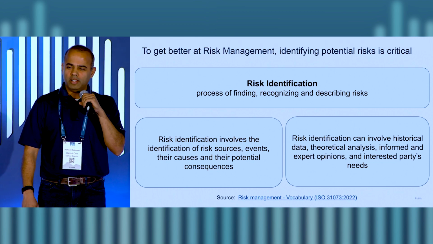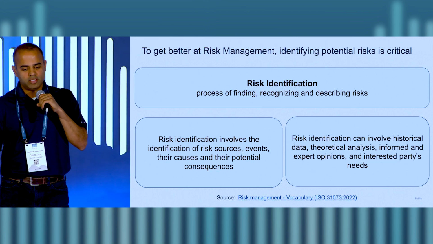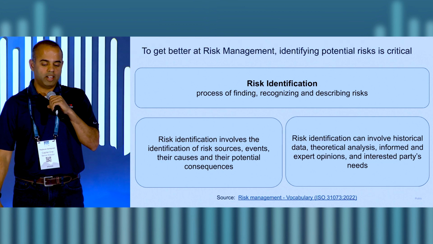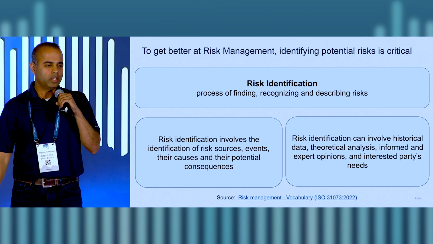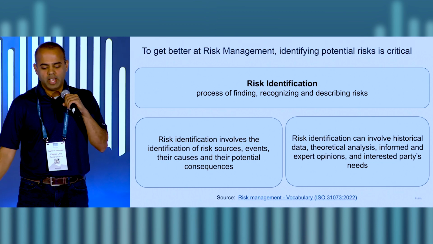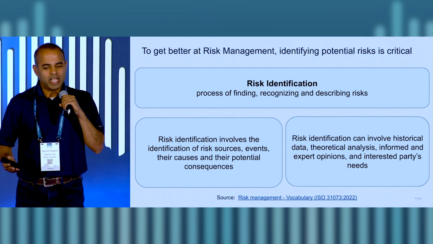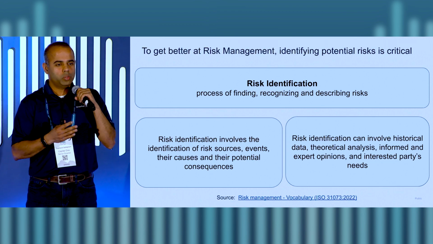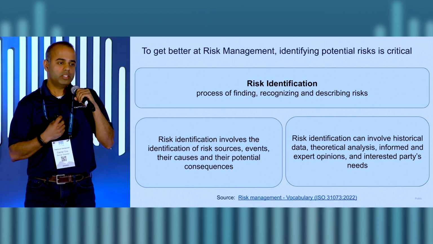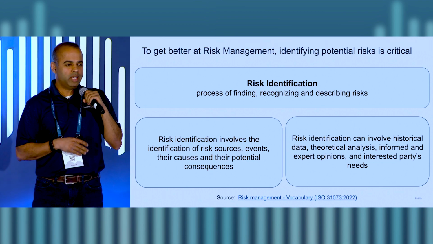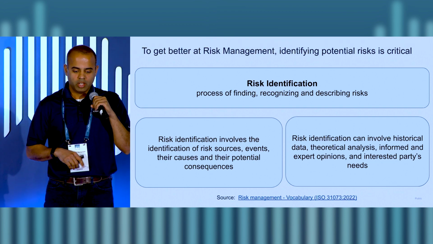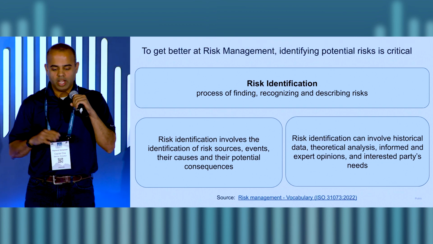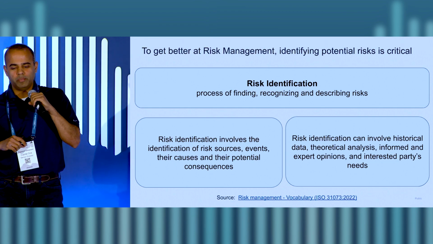The ISO standard defines risk identification as a process of finding, recognizing, and describing risks. Okay, this is the ISO standard. Broadly speaking, there are two aspects to risk identification. One is getting to know the data sources or the source of the risk, getting to know the events, their causes and consequence. That is on one end. And on the other end is the actual data.